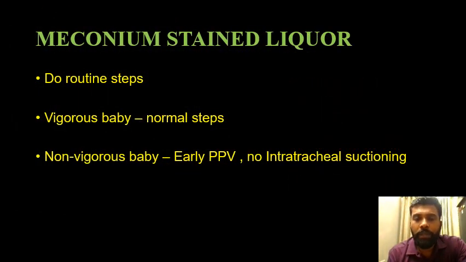And the next possible scenario is the baby with meconium stained liquor. Here also you have to do the routine steps. If it is a vigorous baby, you follow the normal steps. And if it is a non-vigorous baby, early positive pressure ventilation is ideal, but no intratracheal suctioning. And what do you mean by vigorous baby? A vigorous baby is a baby having a heart rate of more than 100 and good tone.